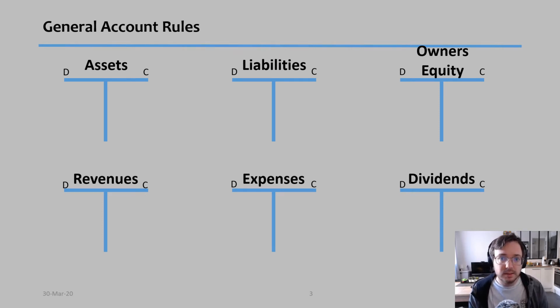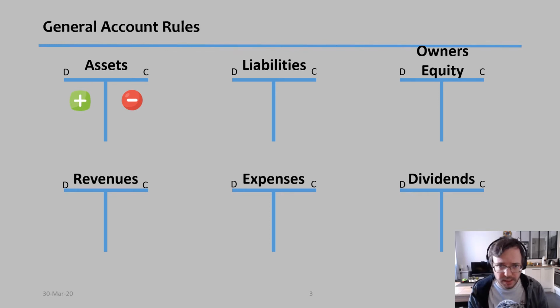All right, let's start with assets. Now, for assets, the debit side increases assets and the credit side decreases assets. In other words, for example, cash is an asset. So if you receive cash, you would debit it. But if you spend cash, you would credit it.